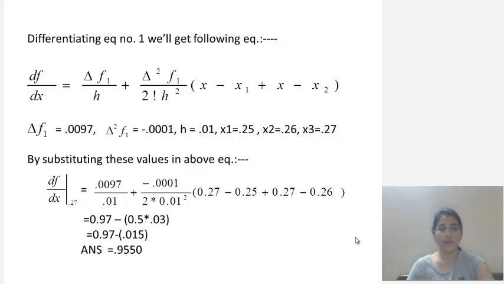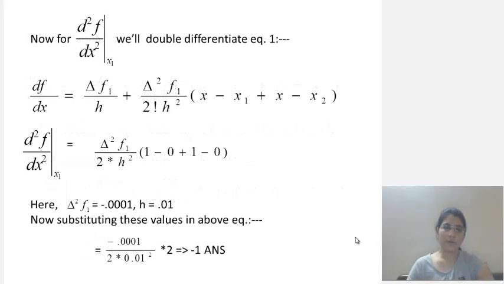Now here we have to calculate df by dx at x3, which is equal to 0.27. Hence we will substitute x with 0.27 and put the above given values in the equation, and hence we get df by dx at 0.27 equal to 0.9550.